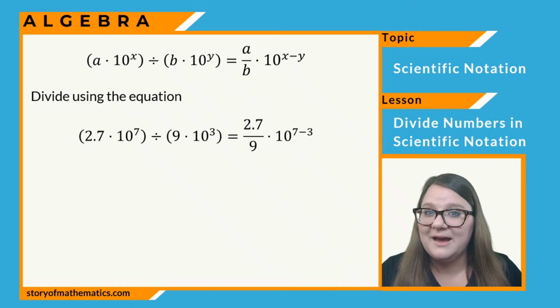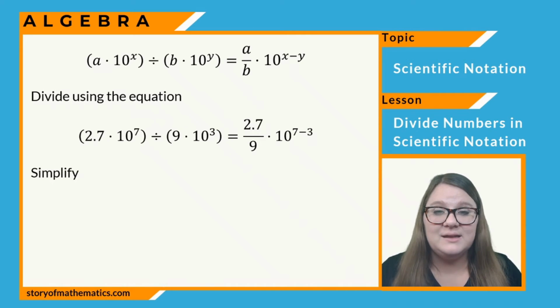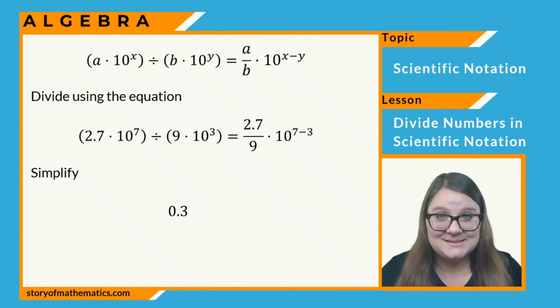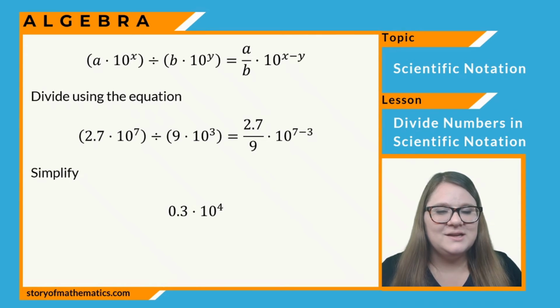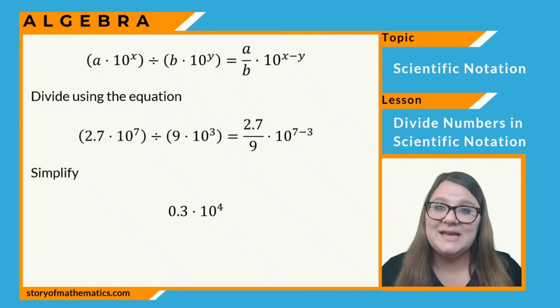Then, to simplify this, I'm going to start by dividing the front part. 2.7 divided by 9 is 0.3, and then I'll subtract those exponents. 7 minus 3 is 4. So I have 0.3 times 10 to the 4th.